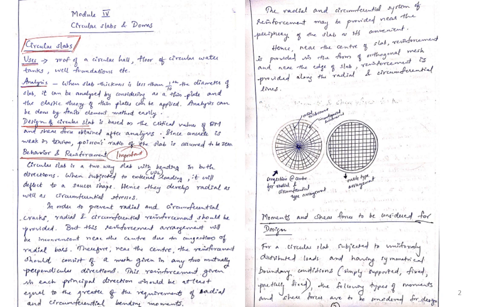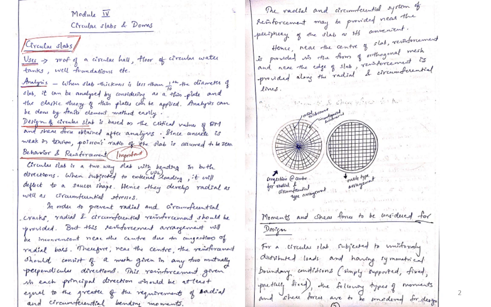So this is what is explained here. In order to prevent these radial and circumferential cracks, you have to give such reinforcement in this direction. It will be inconvenient near the center due to congestion, and we have to give the mesh type of arrangement. So towards the periphery, we can go for radial and circumferential reinforcement, and towards the center, we can go for the mesh type of reinforcement. And now we have to see what are the moments and shear forces to be considered for the design.